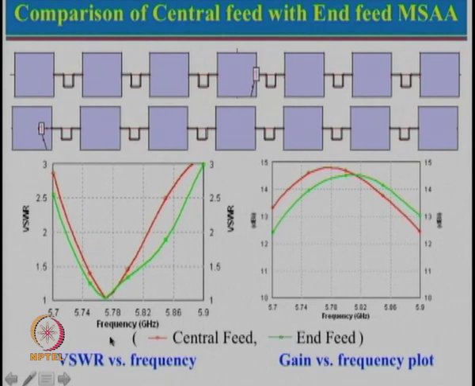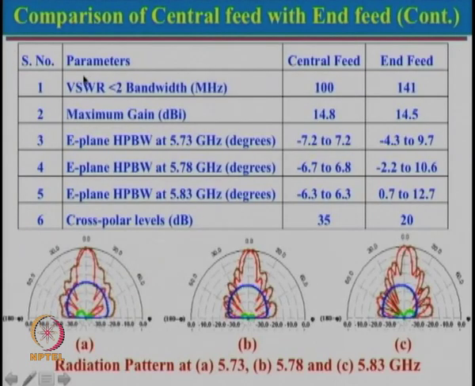But over here let us just see. So, if you look at the comparison, the red line is mainly for this here and the green line is for this. One can actually see that for end feed VSWR less than 2 bandwidth is slightly larger, but this is not really a useful bandwidth. Also, one can see that the gain is slightly smaller, frequency is slightly shifted. The reason for that again is it is an end feed. So, now let us just see the comparison. So, here is a comparison of central feed with end feed.